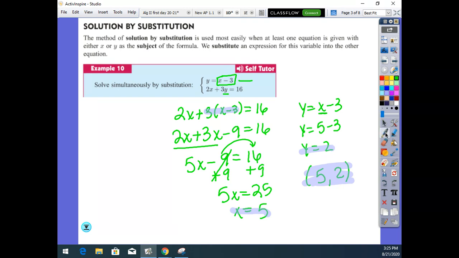Now, if you have time, I always like to just double check. So I'm just going to check in my second equation. If I plug in 5 for x and 2 for y, I get 10 plus 6. Yep, that equals 16. So that verified that it works for both equations.